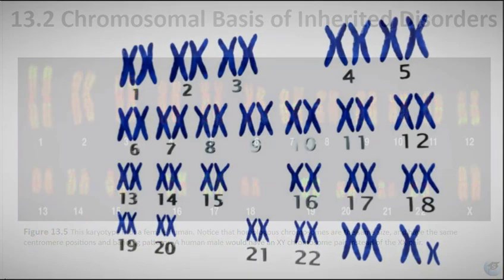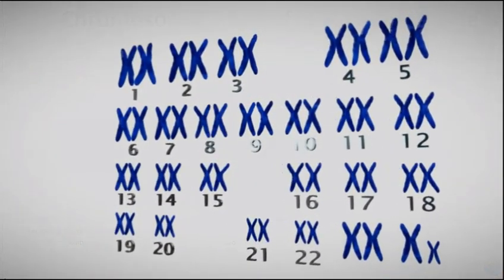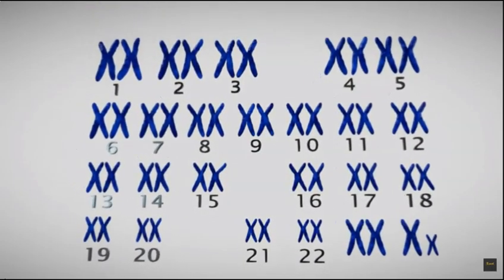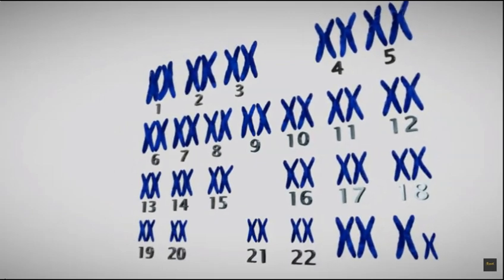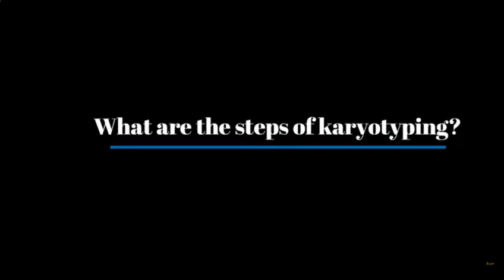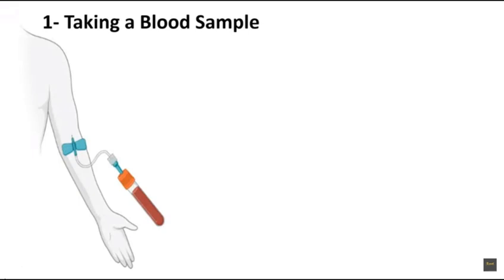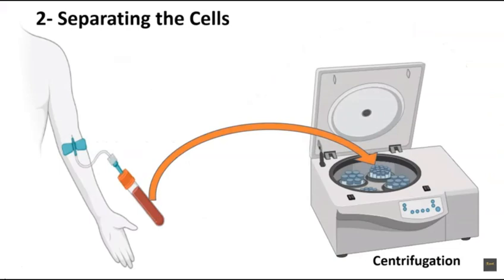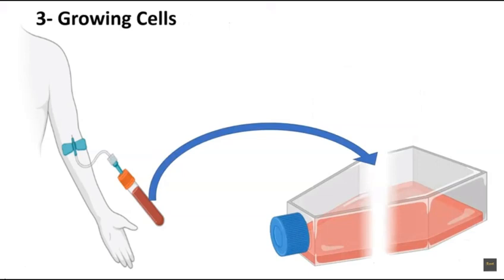A karyotype is an individual's set of chromosomes. The term also refers to a laboratory-produced image of a person's chromosomes, arranged according to well-defined criteria. The first step in performing a karyotype is to collect a sample. A blood sample containing red blood cells, white blood cells, platelets, and plasma. The second step is separating the cells. A karyotype will be done on the white blood cells since they actively divide, and contain a nucleus where the chromosomes are located. The third step is growing cells.